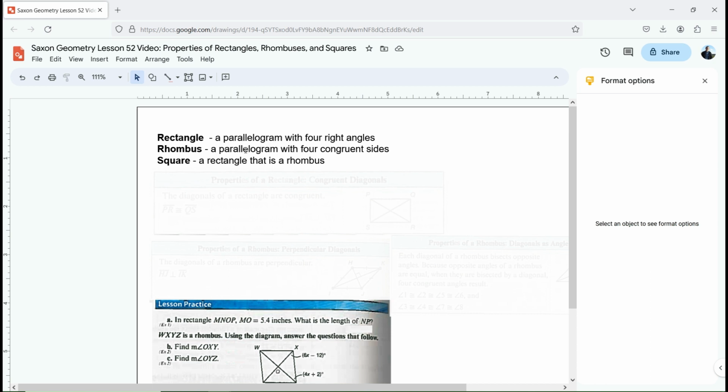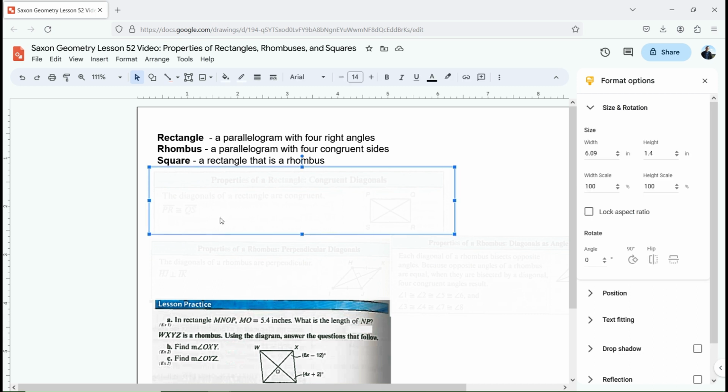A rhombus is a parallelogram as well. It doesn't have right angles, but it has four congruent sides. A square is also a parallelogram that is a rectangle, four right angles, and a rhombus, four congruent sides. And those are our definitions of these three figures. Now, there are some properties that we should consider of parallelograms that are rectangles, rhombuses, or squares.